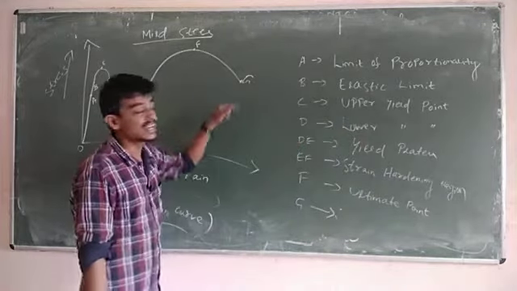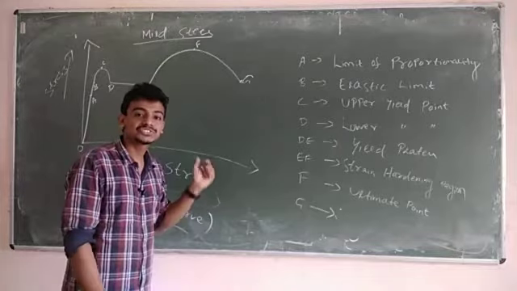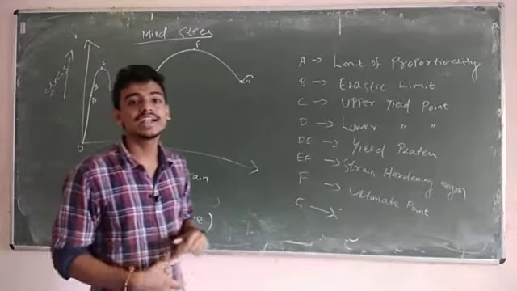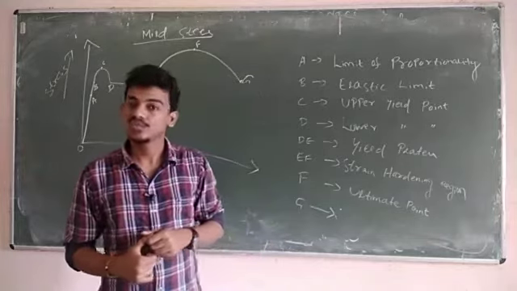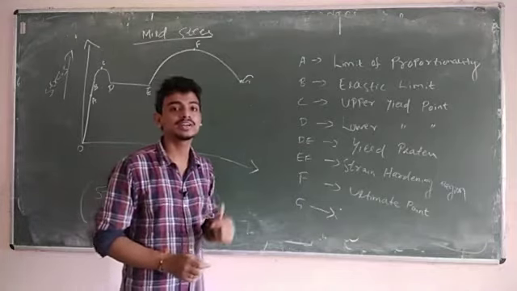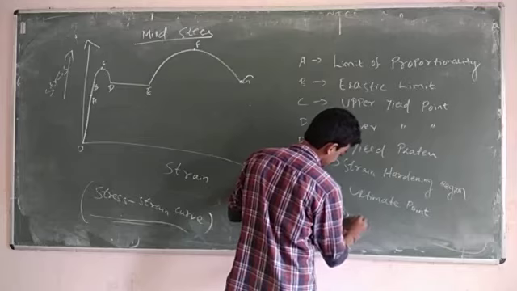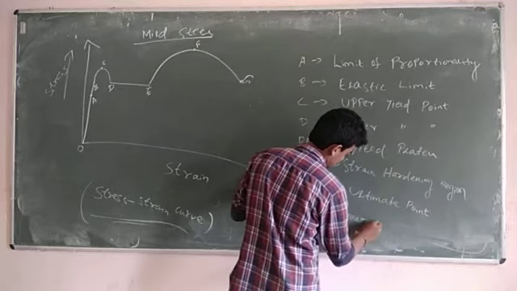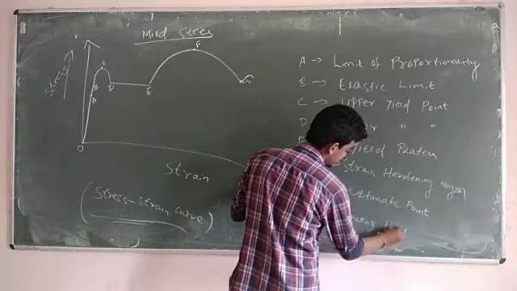Okay. Next, the last point is point G. After the ultimate point, the stress starts decreasing and after some time it will fail, and the failure point is point G, that is a breaking point or necking point. Okay, G is the breaking point, or necking region.